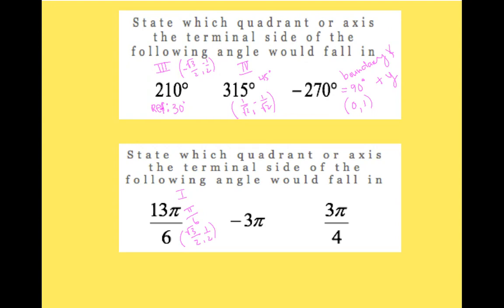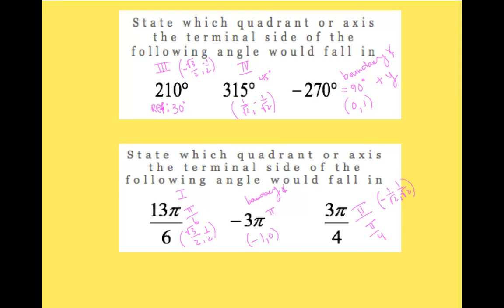What about negative 3 pi? That's more than a circle. That's actually coterminal to just pi, isn't it? So that's a boundary angle, and that coordinate point is going to be negative 1, 0. Now 3 pi over 4. That's going to be in quadrant 2, and the reference angle is going to be pi over 4. So your coordinate point will be negative 1 over root 2, 1 over root 2.